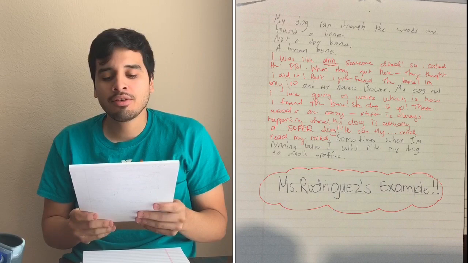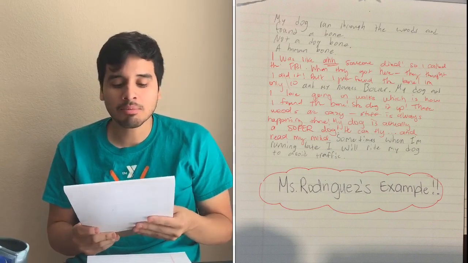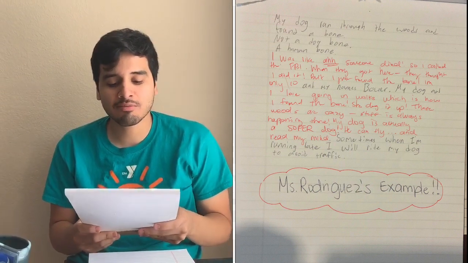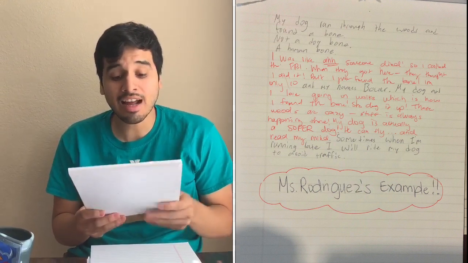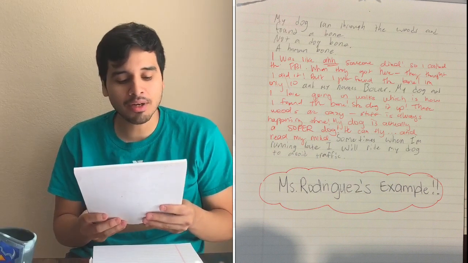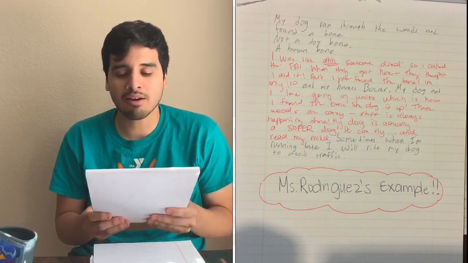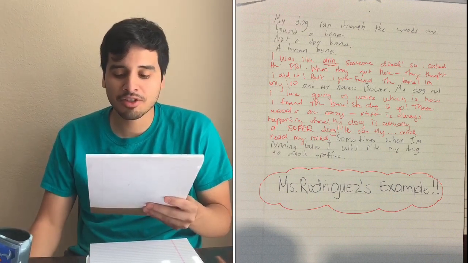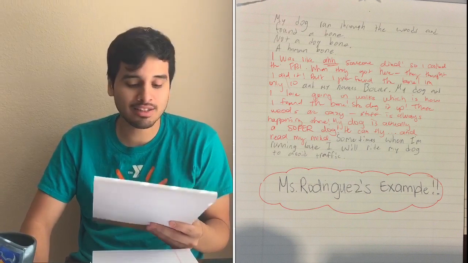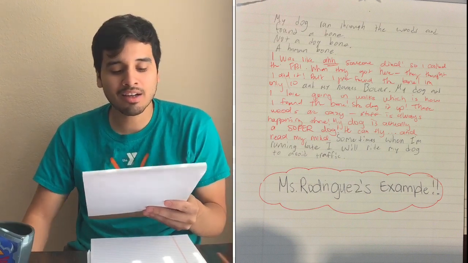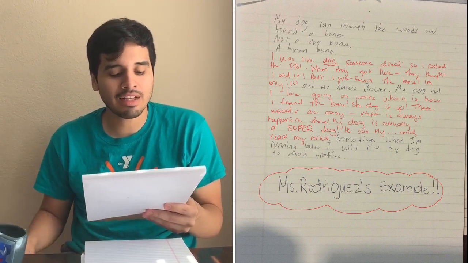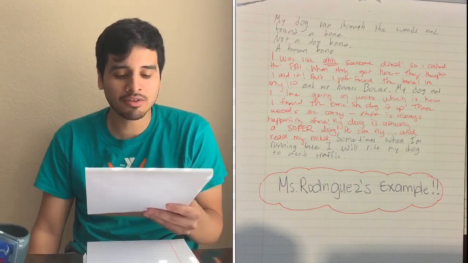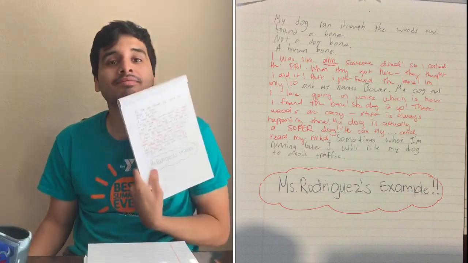My dog ran through the woods and found a bone. Not a dog bone, a human bone. I was like, someone died. So I called the FBI. When they got here, they thought I did it. But I just found the bone. I'm only 10, and my name's Bauer. My dog and I are going on walks, which is how I found the bone. She dug it up. Those woods are crazy. Stuff is always happening there. My dog is actually a super dog. He could fly and read my mind. Sometimes when I'm running late, I will ride my dog to avoid traffic. Example 1.